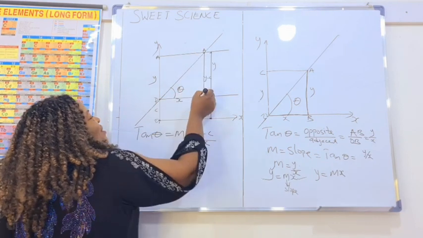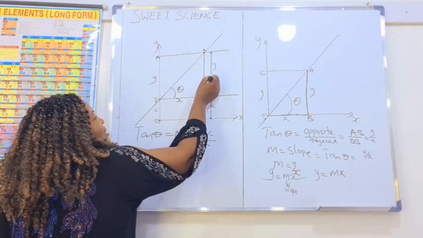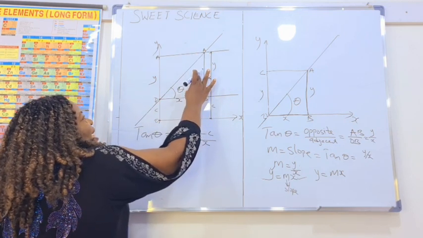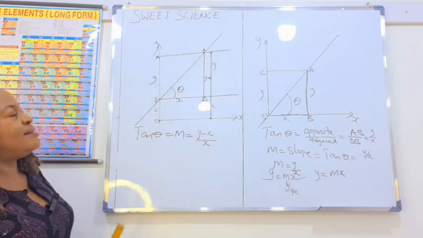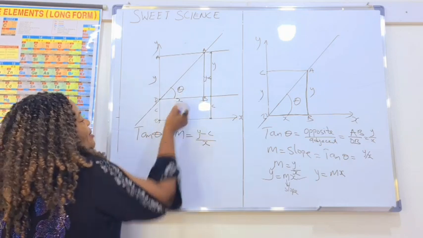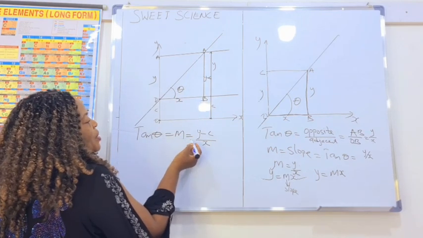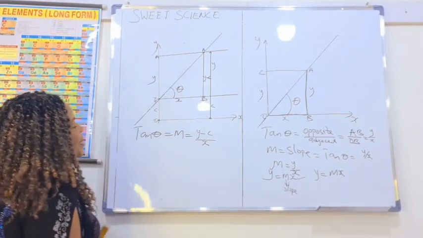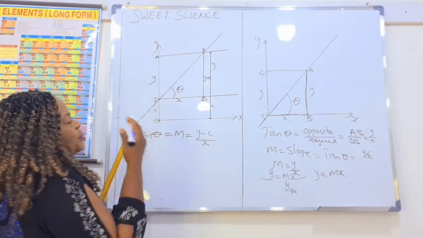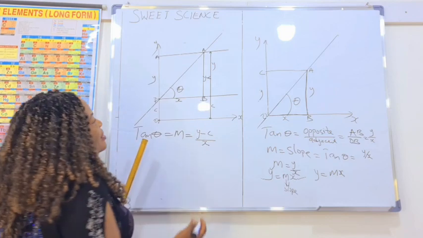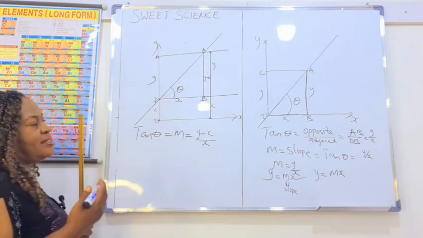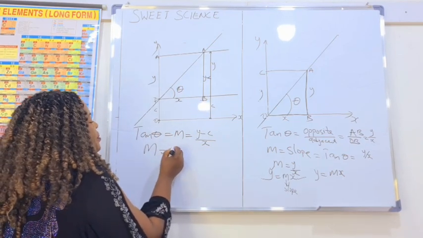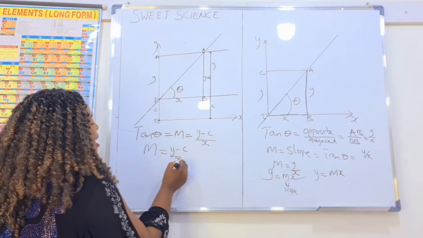Let me take it again. From A to line B is Y minus C, and we are considering this triangle. Now, we said that tan theta is equal to M, which is equal to Y minus C all over X, because tan theta is opposite over adjacent. So from here, M is equal to Y minus C over X.